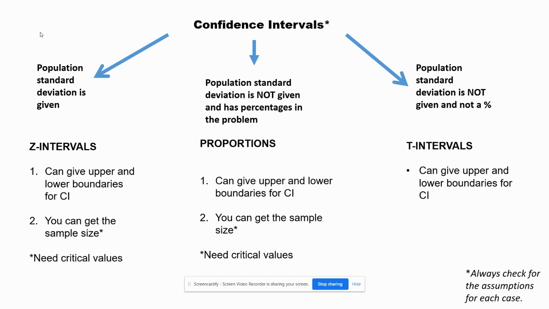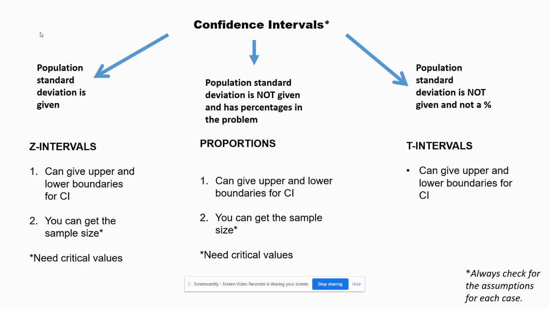So for those, you can get an upper and lower bound, and you can also do the sample size, but for that sample size, you need the critical values. And if you need those, I will give those to you in a table somewhere on the midterm for that. So the other coin on that one is population standard deviation is not given and it's not a percentage. For T intervals for this class, all you're going to do is get the upper and lower bounds. That's all you have to do. So you don't need critical values for that.